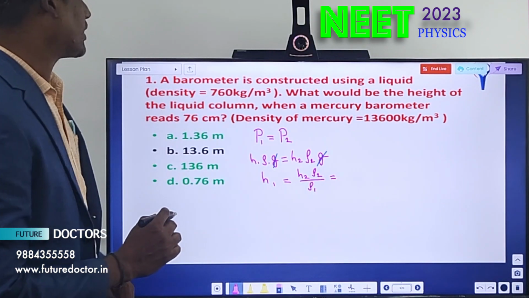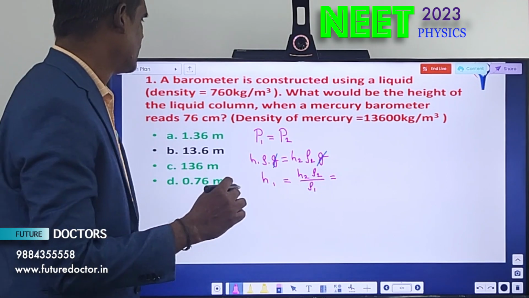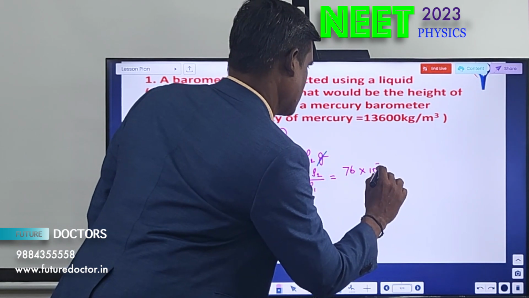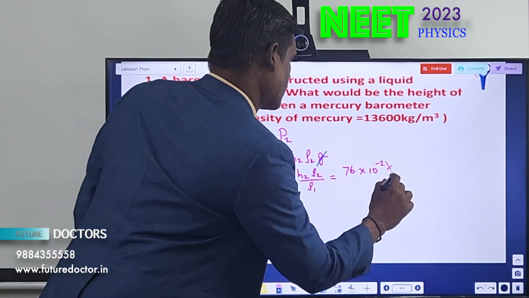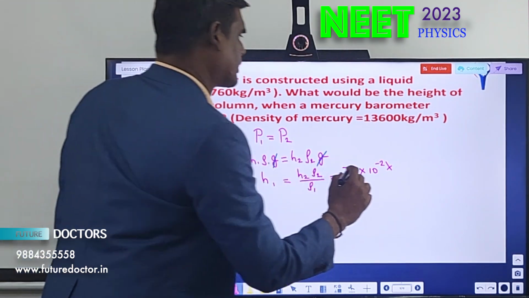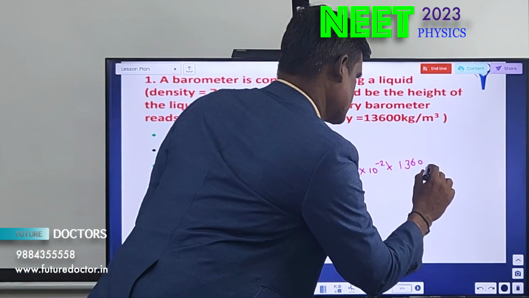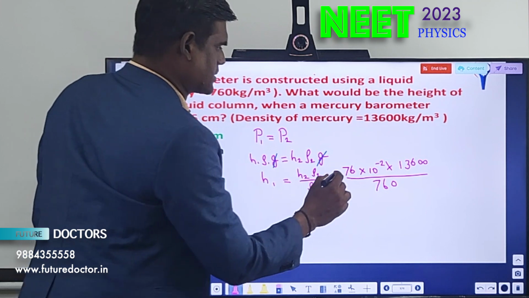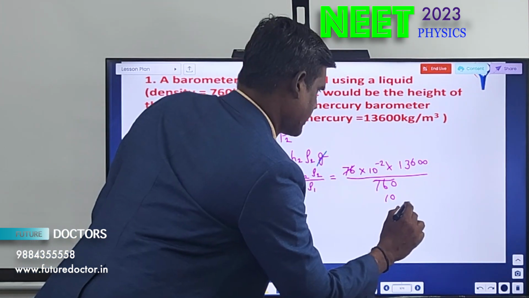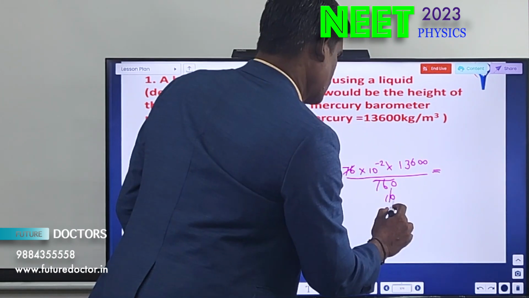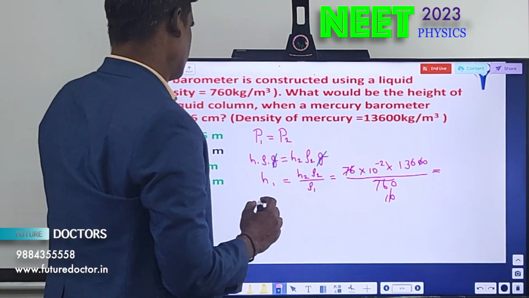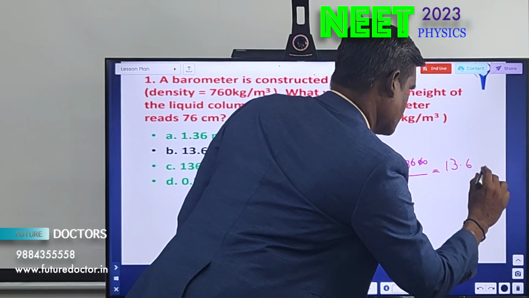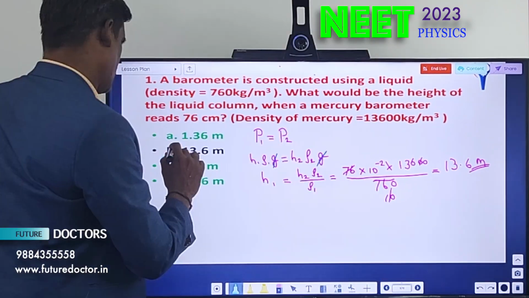H2 is 76 centimeter. Convert into meter: 76 into 10 power minus 2, into rho 2. Rho 2 is 13,600, divided by 760, that is rho 1 is 760. Then simplify this. 76 times 10 equal to this, 0 getting cancelled. Then we will get 13.6 meter. That is option B. Option B is the answer.